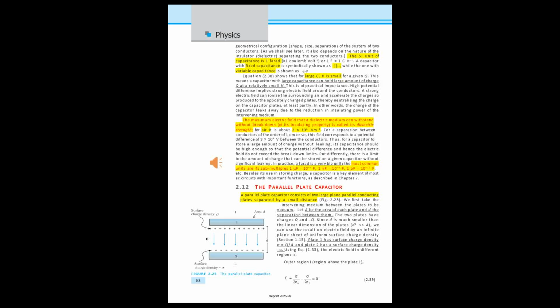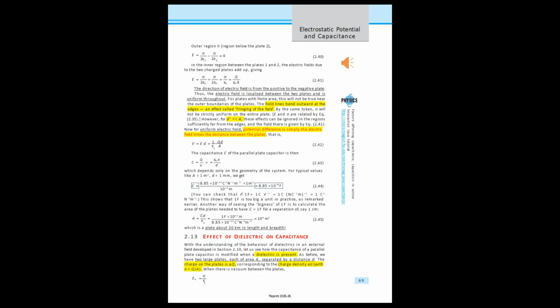Using equation 1.33, the electric field in different regions is, for the outer region 1, region above the plate 1, E is given by 2.39. For outer region 2, region below the plate 2, E is given by the equation 2.40. In the inner region between the plates 1 and 2, the electric fields due to the two charged plates add up, giving the equation 2.41. The direction of electric field is from the positive to the negative plate. Thus, the electric field is localized between the two plates and is uniform throughout.